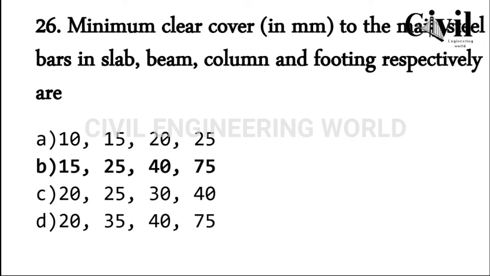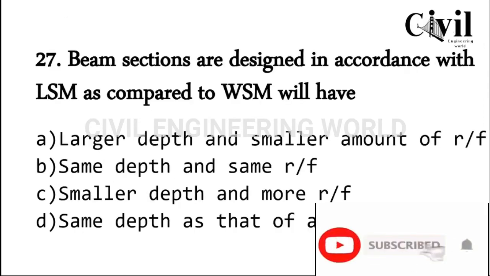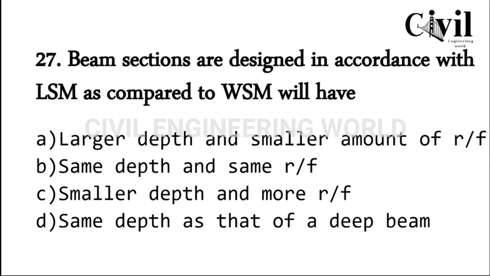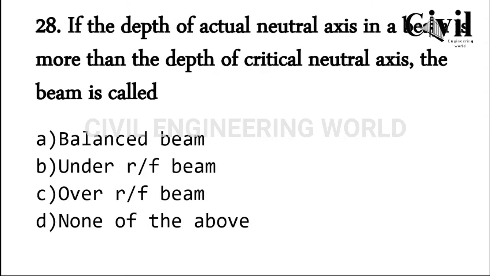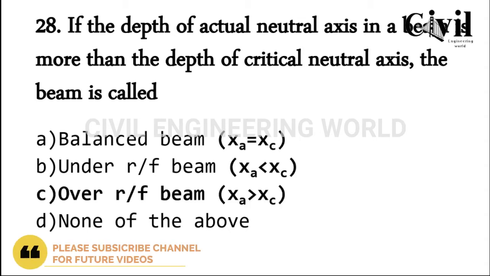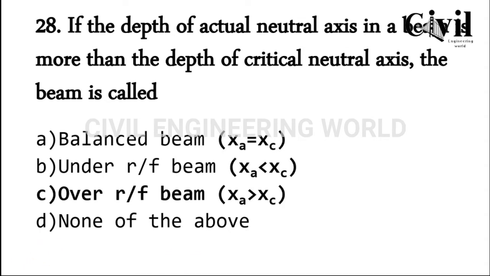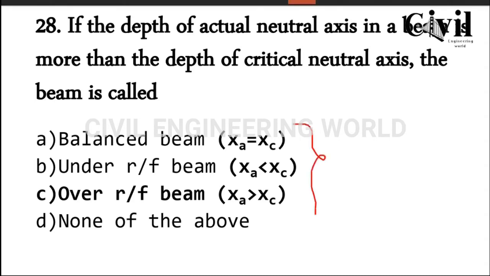Okay, so next is beam sections designed in accordance with LSM, as compared to WSM, will have smaller depth and the same reinforcement or small reinforcement. Okay, so C is the correct answer. If the depth of the actual neutral axis in the beam is more than the depth of the critical neutral axis, then the beam is called an over reinforced beam. So you have to make the difference between different beams, whether it is balanced, under or over. Okay, so in our case it is C.